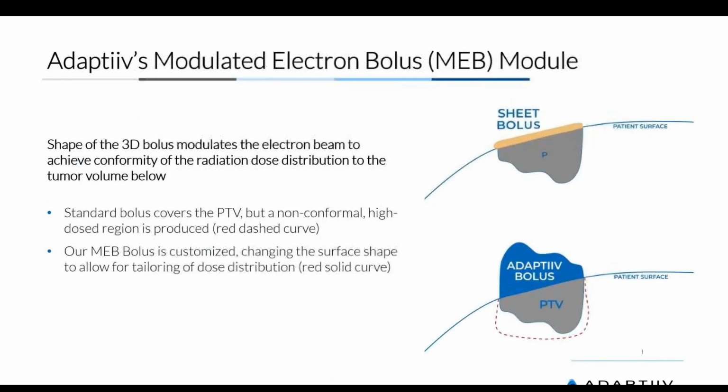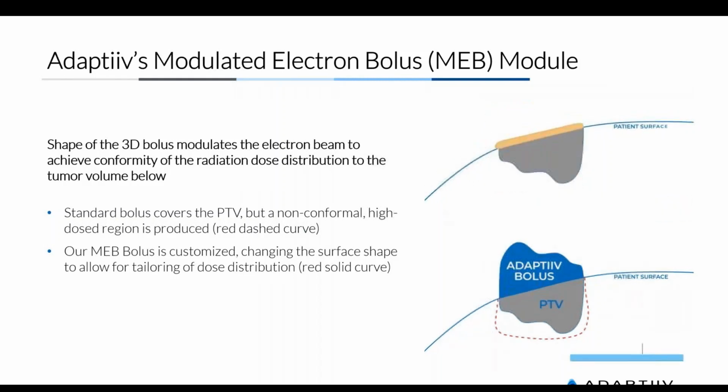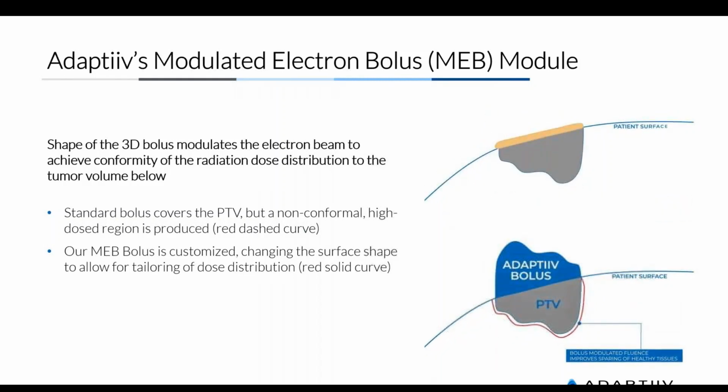Just a couple of videos here to show our MEB module, which I've talked about. You can see the top video shows your traditional status quo sheet bolus, and you have these overexposed doses of radiation being applied to healthy tissue. Our adaptive bolus, which is created through our MEB module, really improves the sparing of healthy tissues, and that bolus modulated fluence is just applied directly to the PTV. So it's really beneficial when you're using electron radiotherapy.